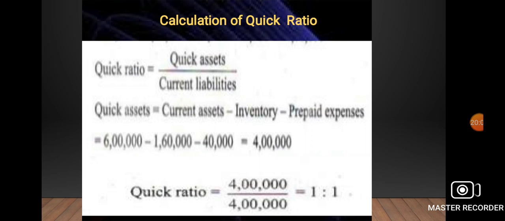So the current liabilities value is already 4 lakh. So what is the formula of quick ratio? Quick assets divided by current liabilities. Quick assets value 4 lakh, then current liabilities 4 lakh. 4 lakh divided by 4 lakh. So 1 by 1. So when we convert it to a ratio, it is 1:1. This is the quick ratio.